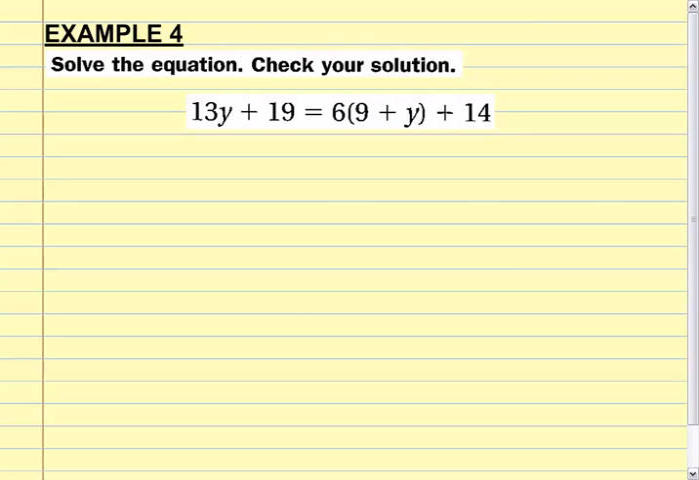Example number 4 says solve the equation and then check your solution. What do I do before I solve, Zachary? I do need to simplify. Do you see anything up here that I can do to simplify? Yes. All right, you tell me. Okay, so you can add 6 plus 14. Oh, can I? Wait, no, never mind.